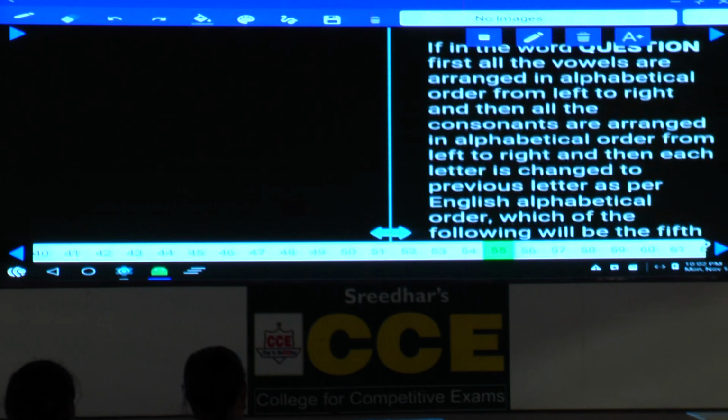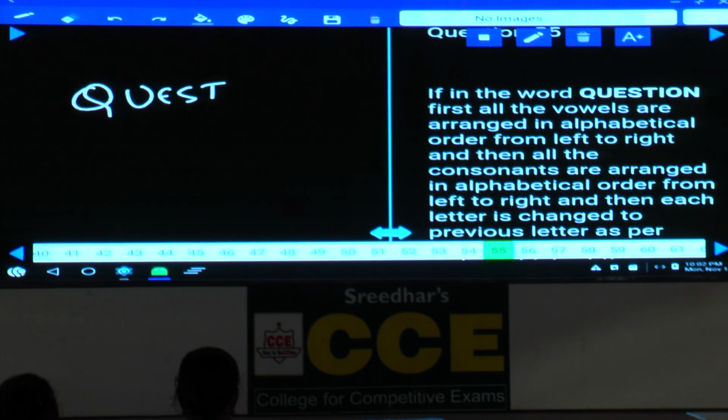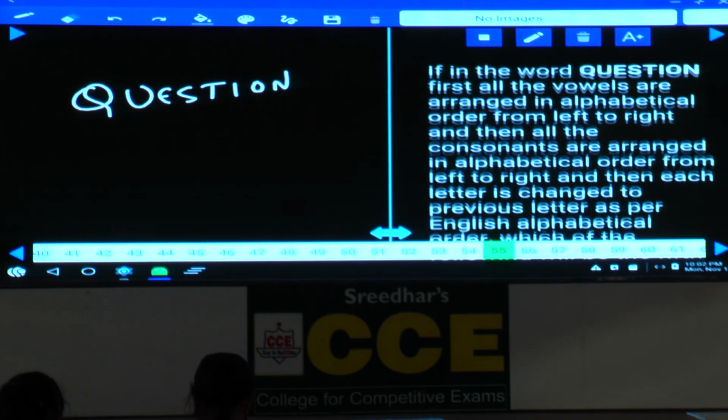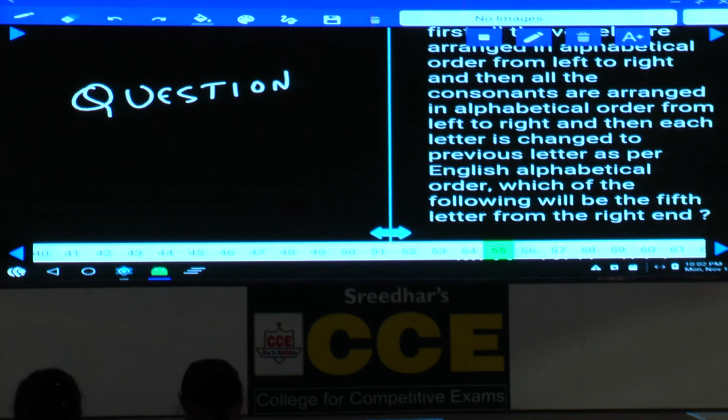Now in this 55, in the word QUESTION, first all the vowels are arranged in alphabetical order from left to right, then all the consonants are arranged in alphabetical order from left to right, first vowels followed by consonants, and then each letter is changed to the previous letter as per the English alphabetical order. Which of the following will be the fifth letter from the right hand?